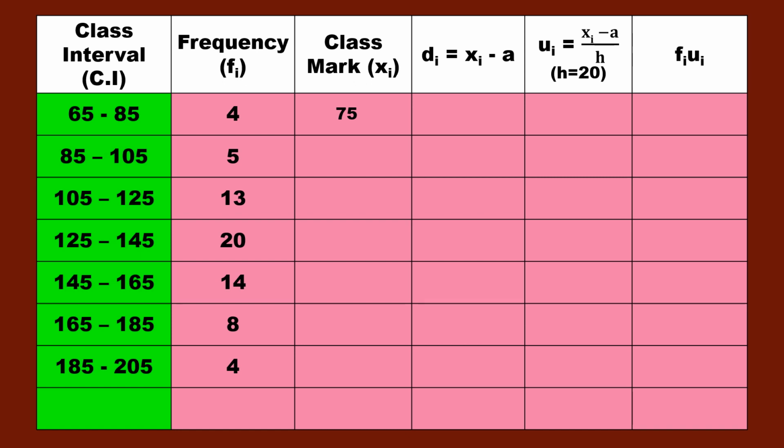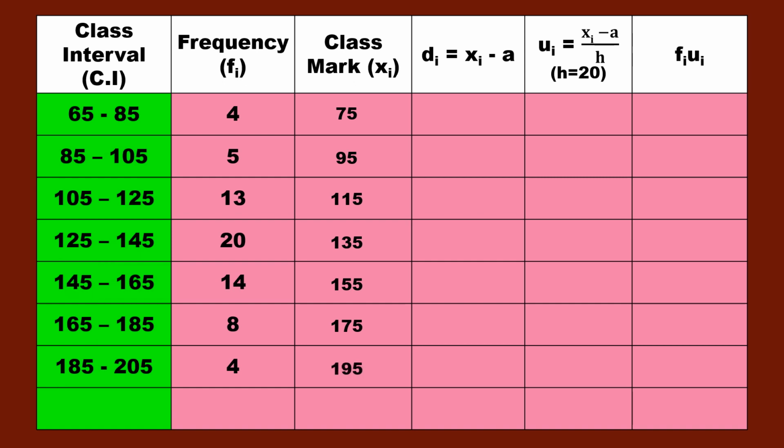Now simple, see the difference between the lower limit and this class mark. Okay, if you find out the difference, you will get 10, right? 75 minus 65 is 10. So now add this 10 to every lower limit. That's it. Okay, so now 85 plus 10 is 95. 105 plus 10 is 115. 125 plus 10 is 135. 145 plus 10 is 155. 165 plus 10 is 175. 185 plus 10 is 195.